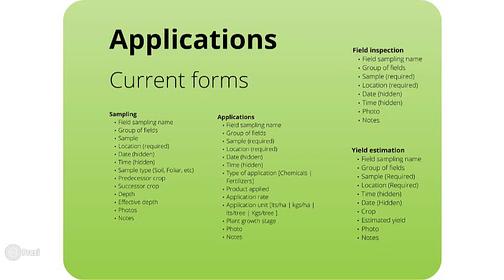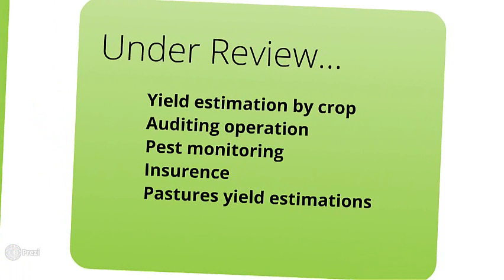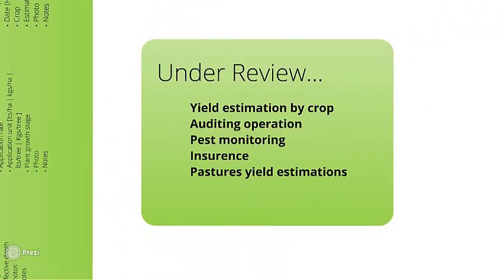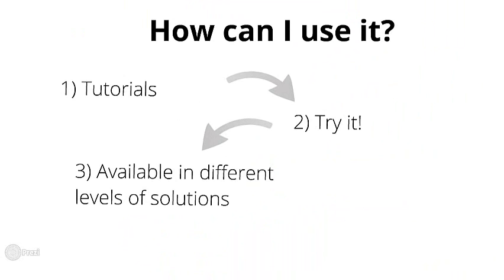These forms have some data in common, such as the sampling name and the location, of course, and pictures and notes, and then they will have different attributes which differ according to the type of use that you're going to make of these forms. Now, we're also thinking of other possible custom forms, such as yield estimation by crop. Maybe if you're estimating yield in wheat, you're going to take different data than if you estimate it in corn. Auditing operations, pest monitoring, insurance, pastures yields estimations. So you have different options, and we look forward to our users' feedback to continue expanding the use of these forms.